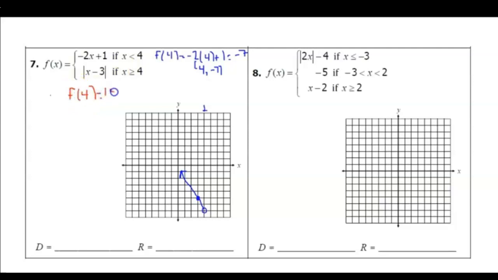F of 4 for absolute value of x, well, the absolute value of 4 minus 3 would be the absolute value of 1, which is just 1. So I know that for my values of x that are greater than or equal to 4, it's going to be at 4, 1. I'm going to go ahead and plot my point, but this time it's going to be closed. Now, I just have to plot another point.